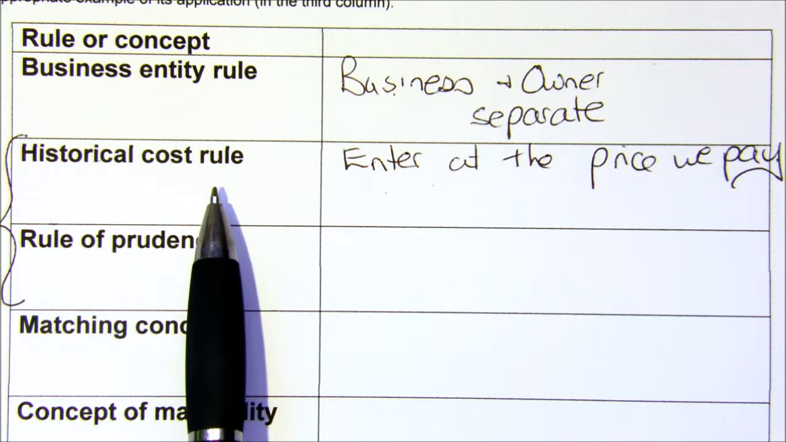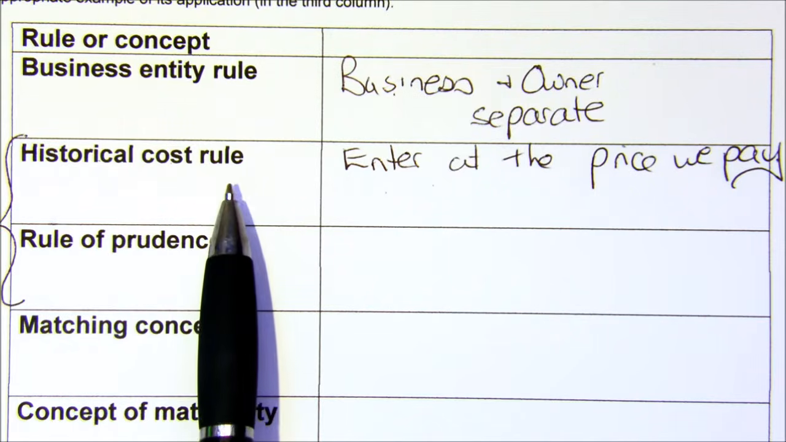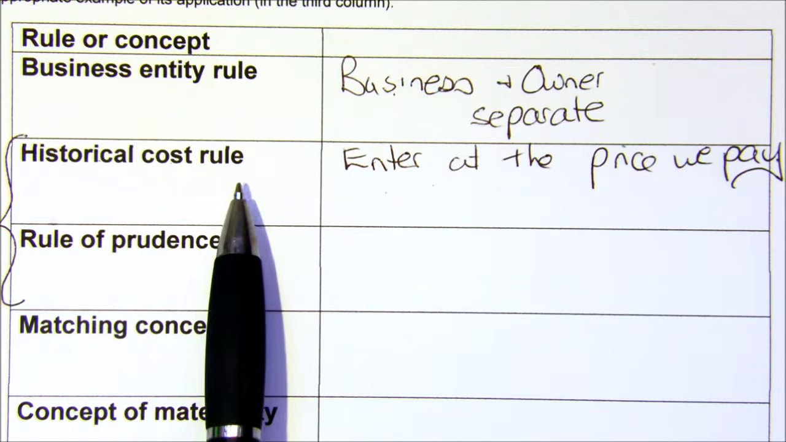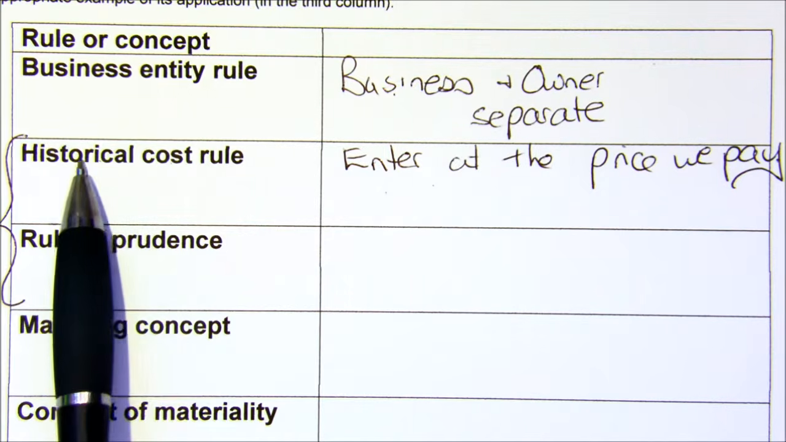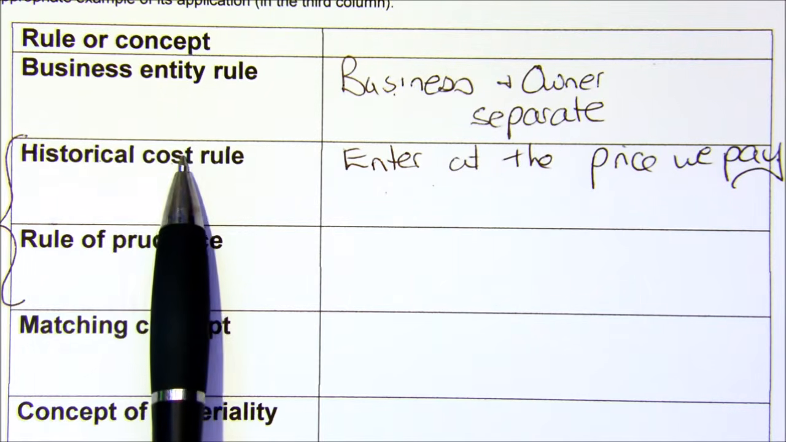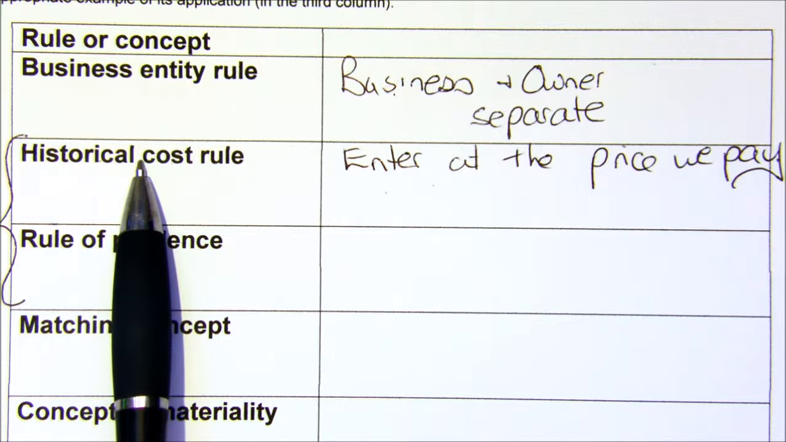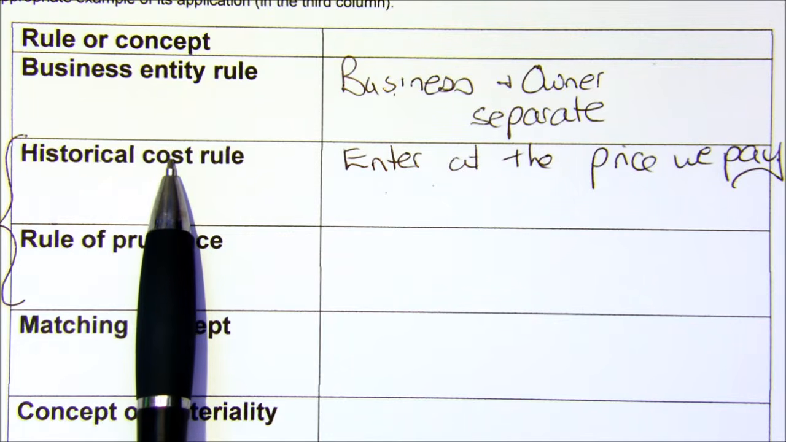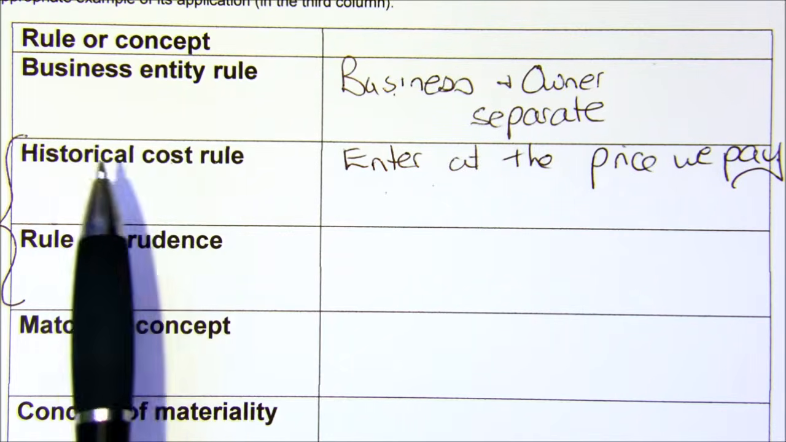If you get a trade discount, you go and buy goods for 1,000 Rand and you get a trade discount of 10%. The historical cost rule will say to you, you must put it at the price that you've been charged. So it's not 1,000 anymore, it's only 900.